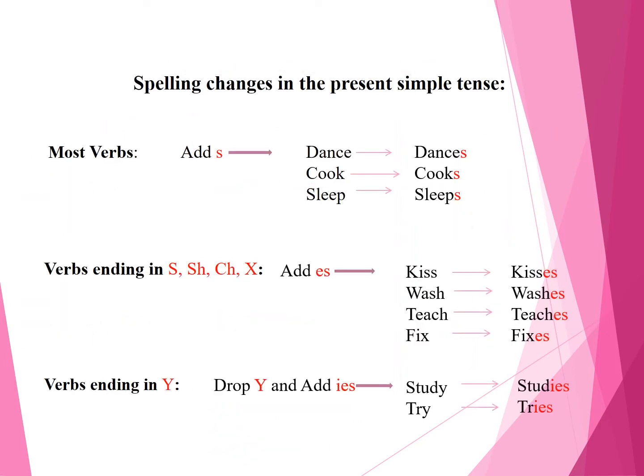And now let's start the new part. Here we talk about spell changing of the verb in the present simple tense. We need to make these changes only when we are using these pronouns, he, she and it. When you use them most of the time for most of the verbs, you should just add s at the end of the verbs.